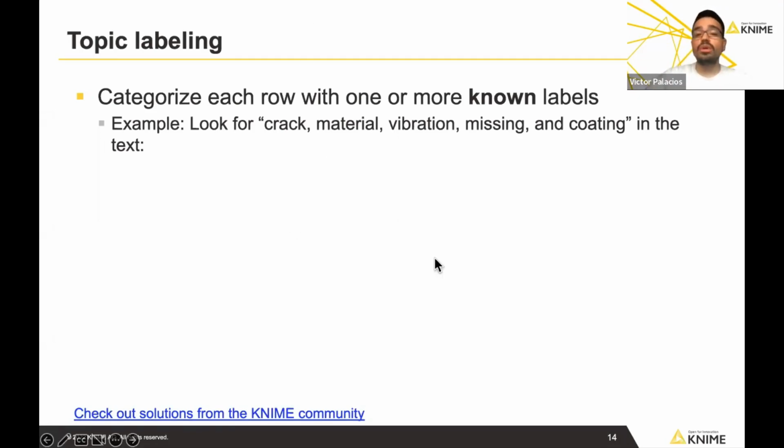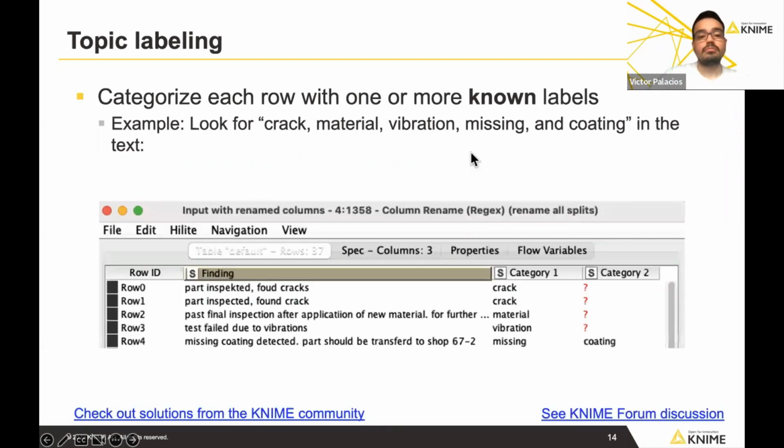So what I can do then is set up a workflow that labels each PDF, so that in the end, I have each row corresponding to a single PDF, and I've labeled it with a category. And this will help me later on figure out what are the most discussed issues. When I want to investigate a certain issue, how can I go ahead and filter only to, for instance, the cracked materials? And you can check out, again, community solutions, so not just my solution. And you can also see the KNIME forum discussion on this.